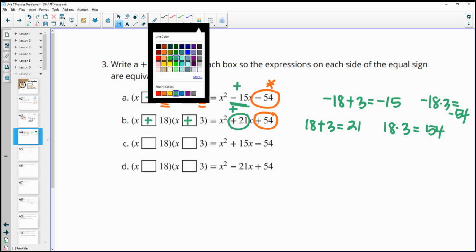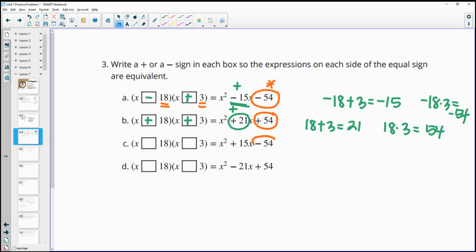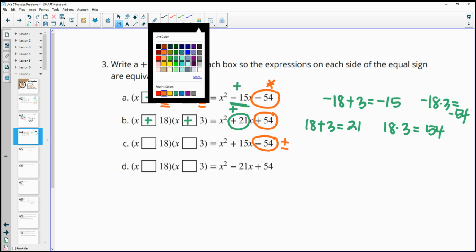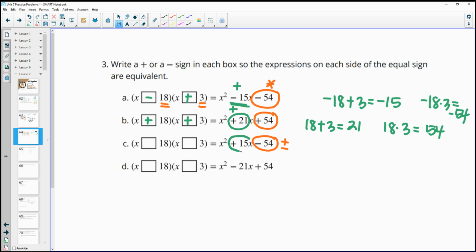In part C, we want them to multiply to negative 54. So this means that we need one positive and one negative. And then we want the middle number to be positive. So we're going to want our bigger number to be positive and our smaller number to be negative, because then 18 plus negative 3 will stay positive 15. And then, of course, 18 times negative 3 gives us that negative 54.